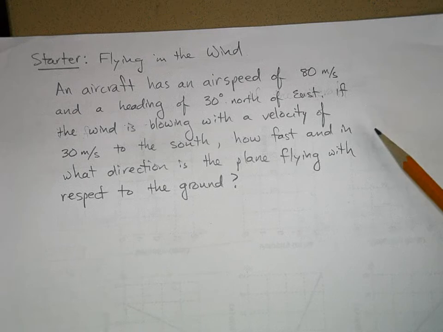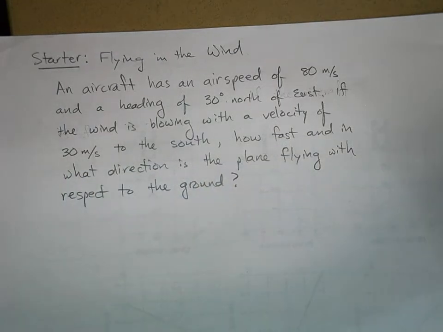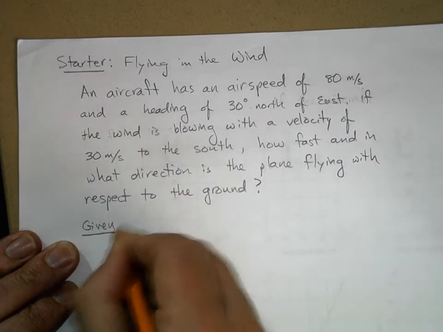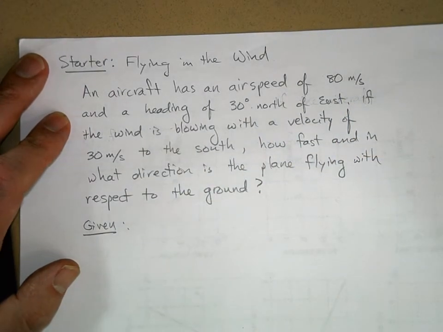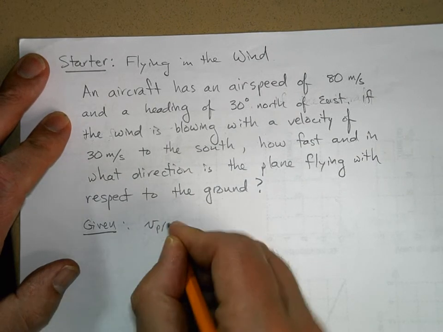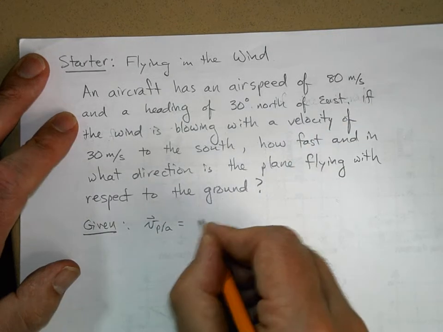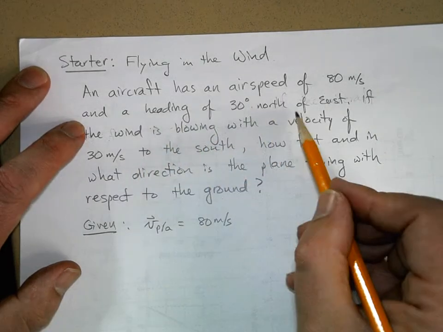If the wind is blowing with a velocity of 30 meters per second to the south, how fast and in what direction is the plane flying with respect to the ground? Okay, so let's set this one up. Given, the aircraft has an airspeed. So this is our velocity compared to the air or the wind. So the velocity of the plane compared to the air is equal to 80 meters per second, and it has a heading of 30 degrees north of east.